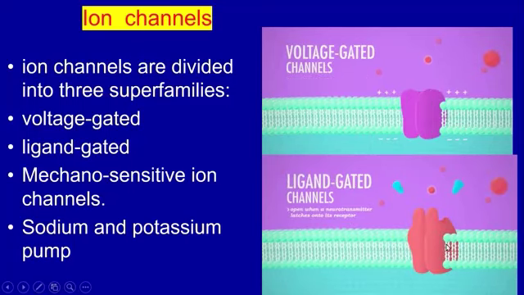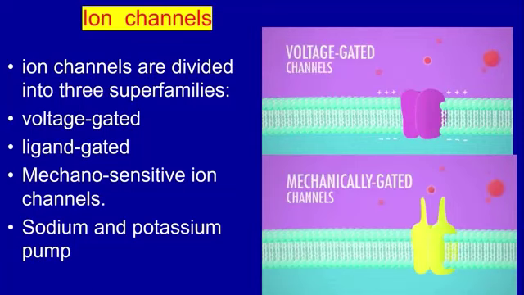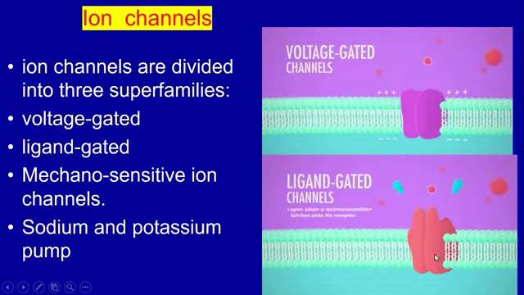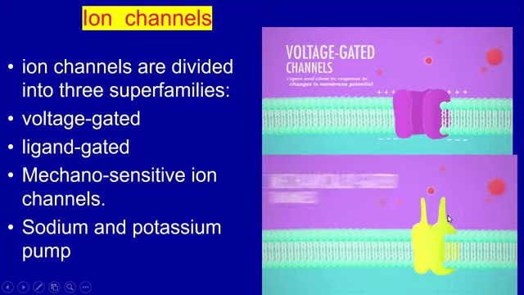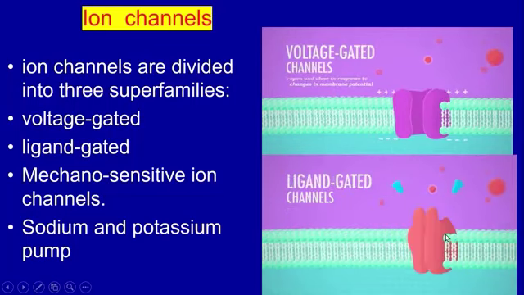The ligand gated channel actually responds to a ligand or neurotransmitter. They have a receptor on their surface for these ligands, and when these ligands attach to these receptors, these channels open and allow the movement of ions across the cell membrane.